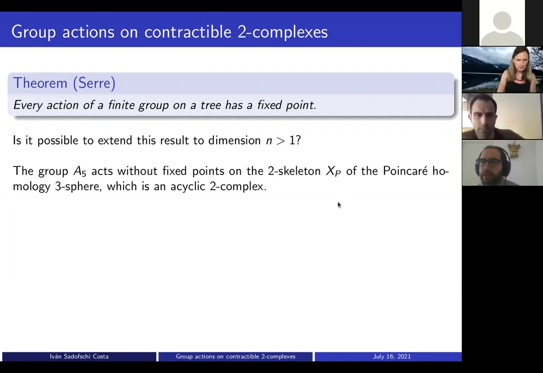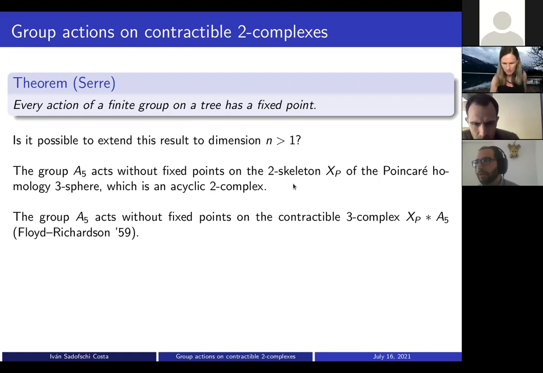There is an action of the group A5 without fixed points on the 2-skeleton of the Poincaré homology 3-sphere, which is an acyclic 2-complex. So we cannot replace a tree by an acyclic n-complex if n is greater or equal than 2. And moreover, taking the join of this space here, X_P, with a free orbit for the group A5, we obtain a contractible 3-complex with an action of A5 without fixed points. So we cannot replace a tree by a contractible n-complex if n is at least 3.